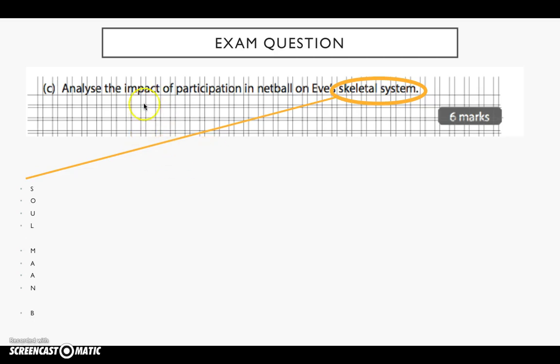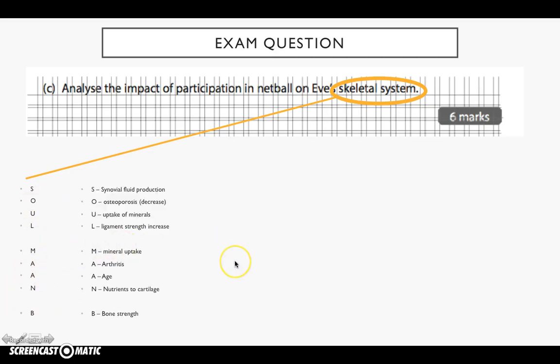Now, the memory method we used for this was Sol Man B, if you remember. Give this question a go with just this here, Sol Man B. See if you can fill these in, first of all. Once you've filled them in, you're going to have to make sense of the memory method, then turn it into an actual answer. Pause this now. If you're struggling with this, now you have this available.